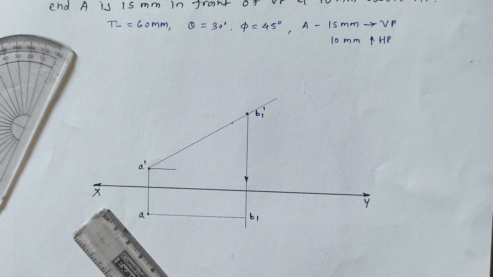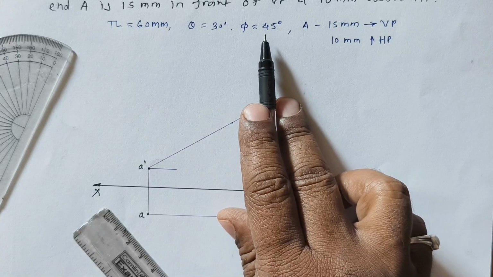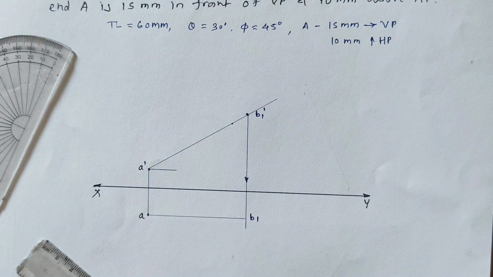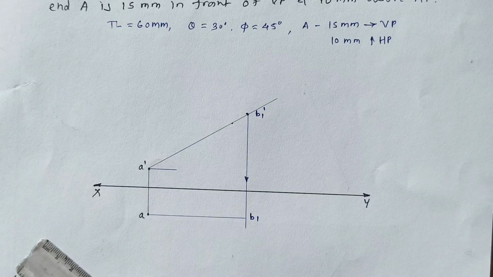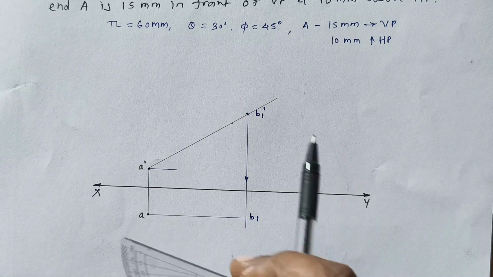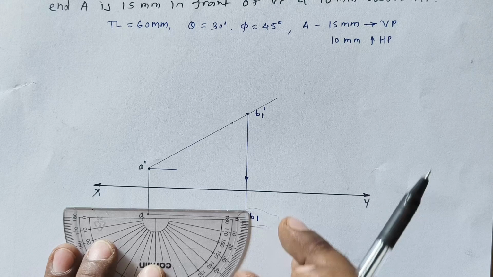Then after this, in the second step, we plot the inclination of the line with respect to VP, that is 45 degree. Here we assume that the line is inclined to VP only and it is parallel to HP. So we plot the inclination in the top view, that is 45 degree here.